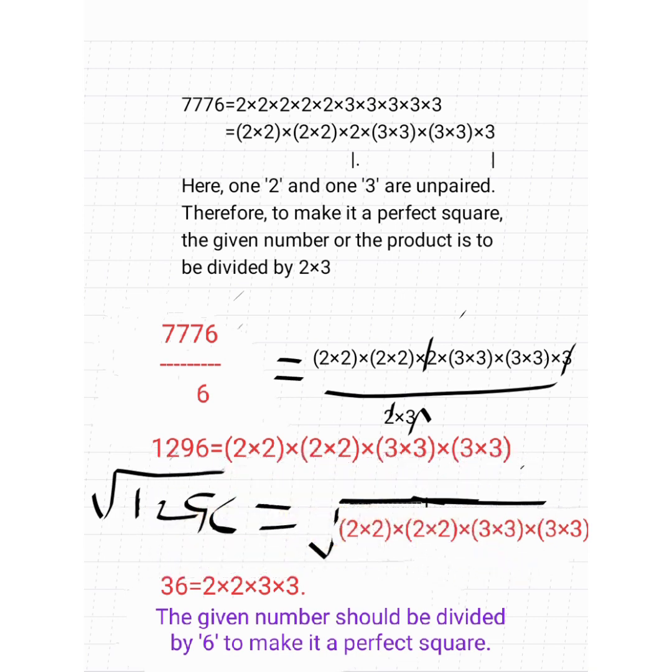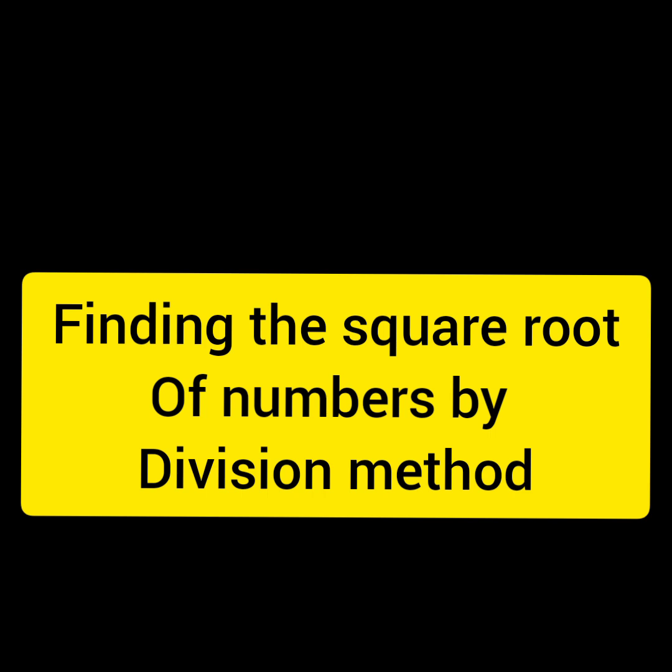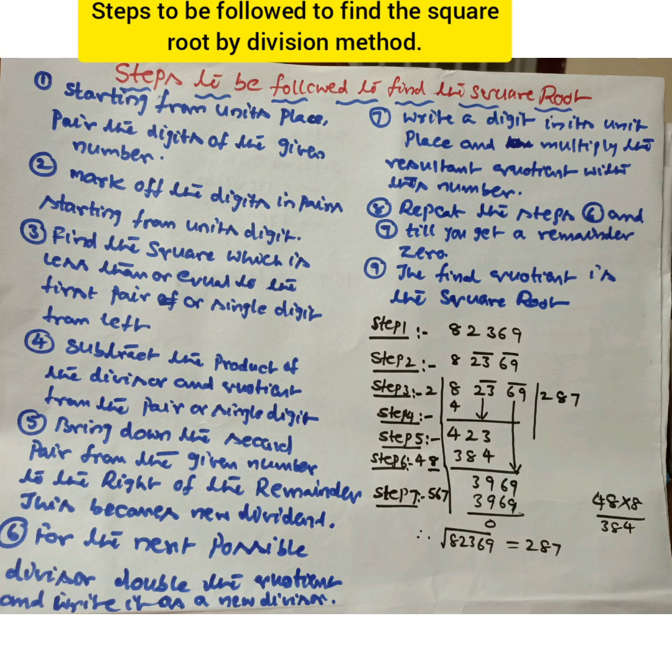Once it is divided by 6, what will you get here? 1296, whose square root is 36. The given number should be divided by 6 to make it a perfect square. Let's see the process of finding the square roots by division method. Starting from units place, pair the digits of the given number.